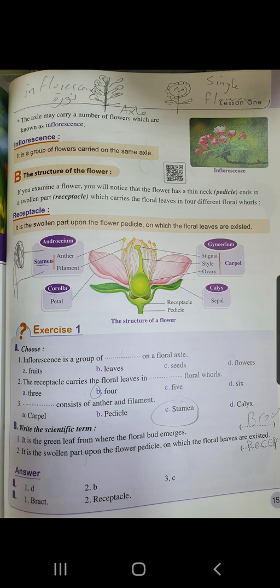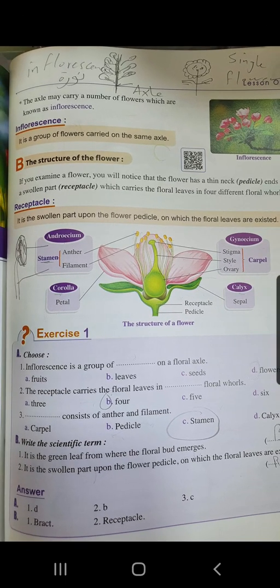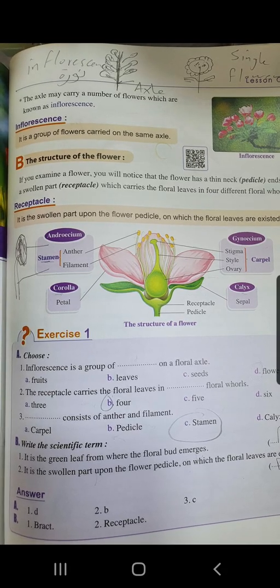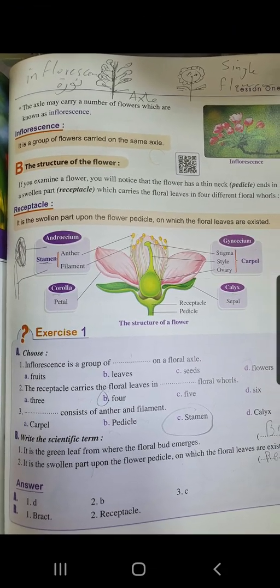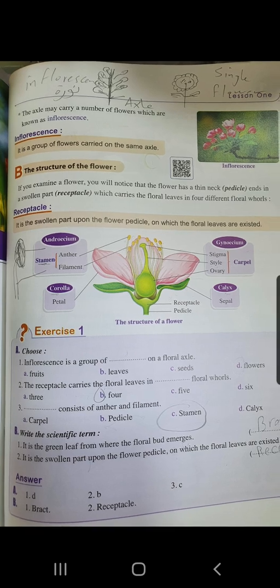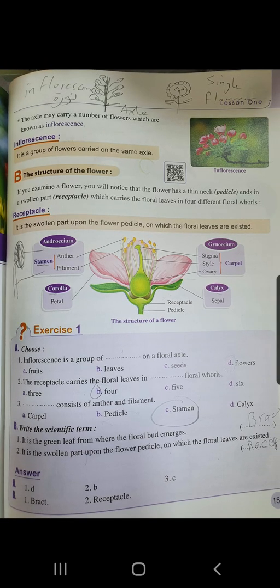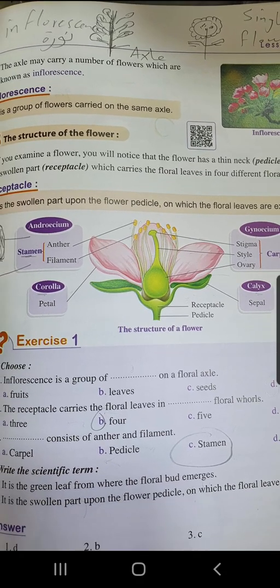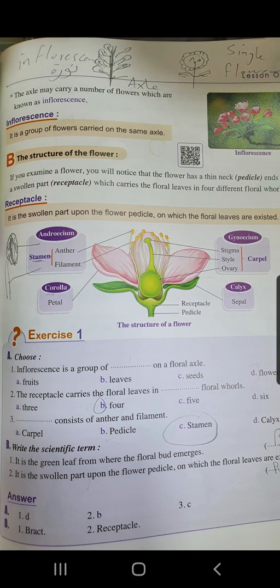four different floral whorls, or four different floral leaves. We call them whorls, four whorls. So the receptacle is a swollen part upon the flower pedicel on which the floral leaves exist. Now we are going to study the four whorls of the flower.